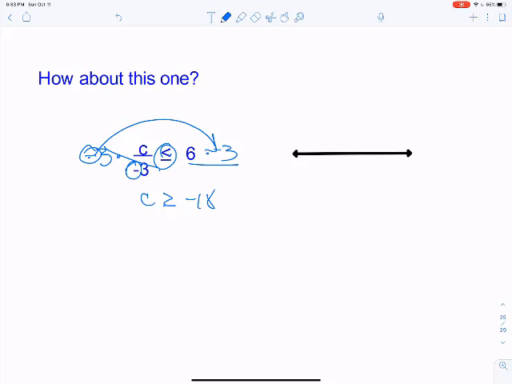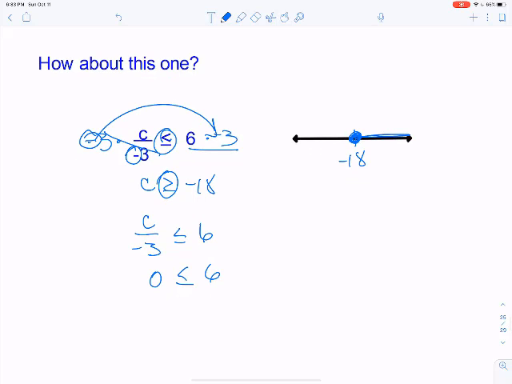So now I need to pick a number in this solution set to test it with. We've got c divided by negative 3 is less than or equal to 6. Well, what value that is greater than negative 18, but yet divisible by negative 3? The number I think of is 0, because 0 is greater than negative 18. So I plug that in. 0 divided by negative 3 gives me 0. Is 0 less than or equal to 6? Yes, it is. So to do a quick graph, I come over here, I put negative 18, and then I put a closed circle on negative 18 because it's greater than or equal to, and then I shade to the right, just like that.